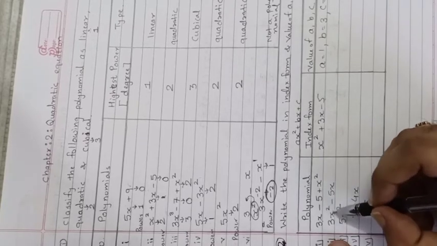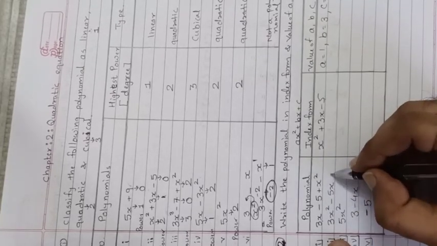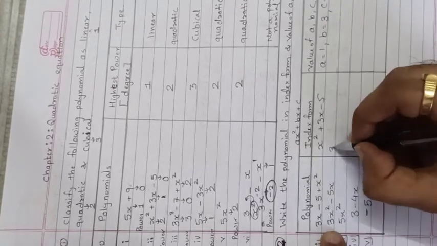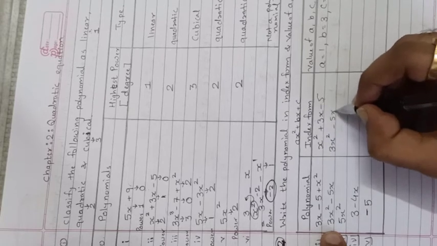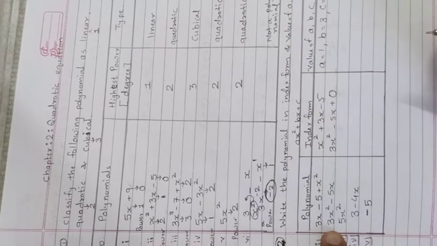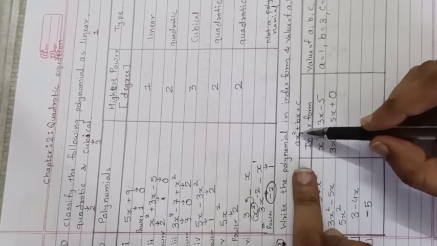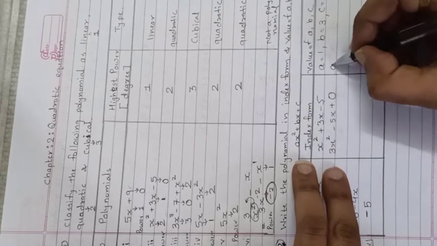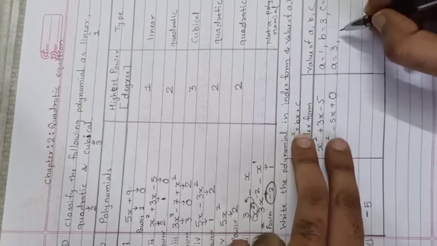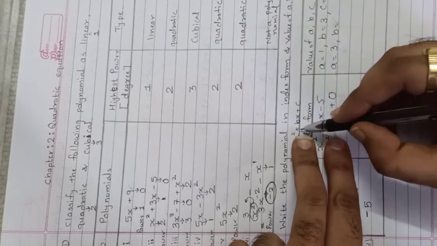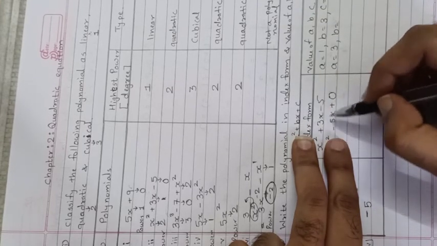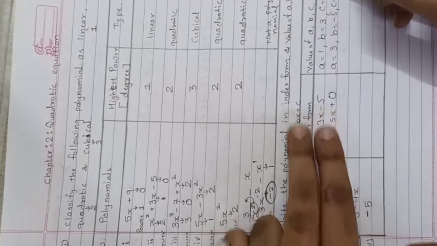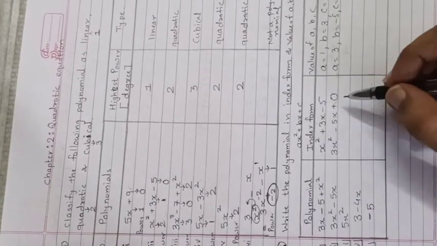The next one, 3x square minus 5x, and the number is missing. When a number is missing, you have to put 0 there. So 3x square is the highest power, so 3x square minus 5x plus 0. Now it has been converted into ax square plus bx plus c. What is the value of a? 3. What is the value of b here? 5? No, it's not 5. b is minus 5. Which sign do you have to write? b is minus 5. And what is the value of c? c is 0, because there is no constant number.